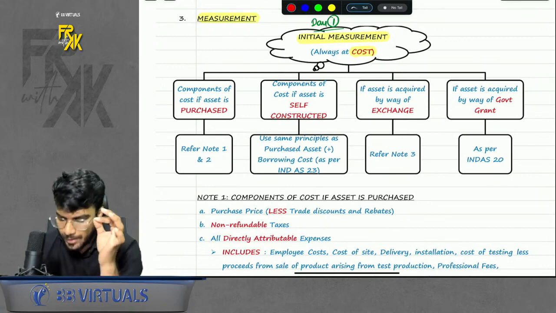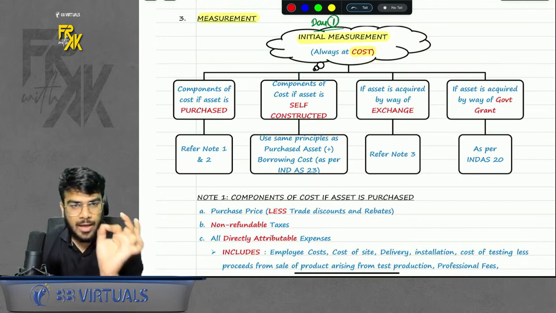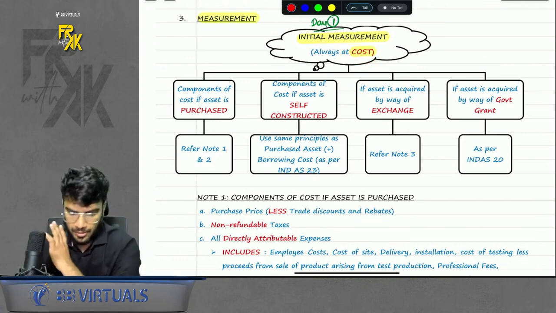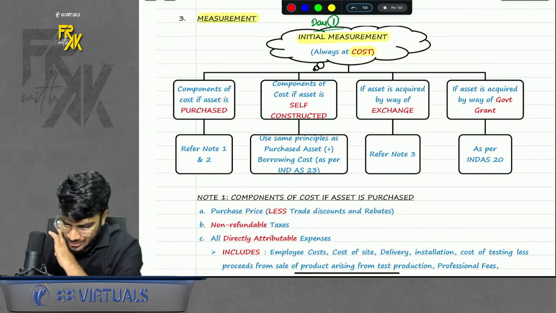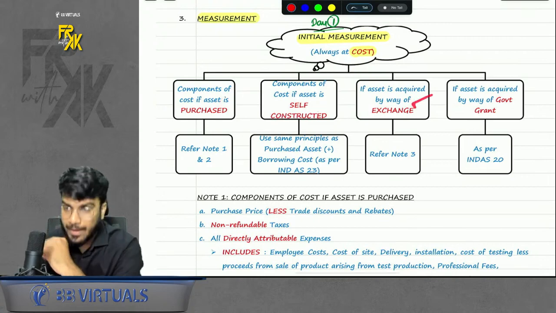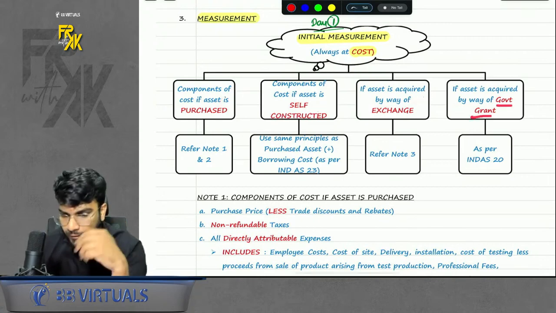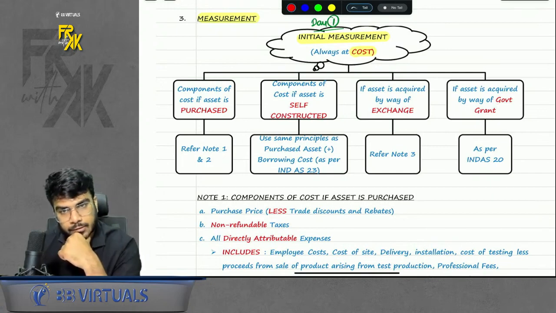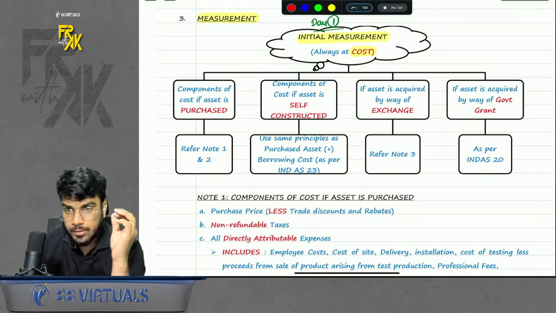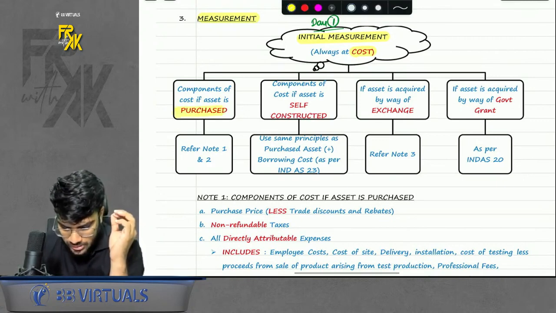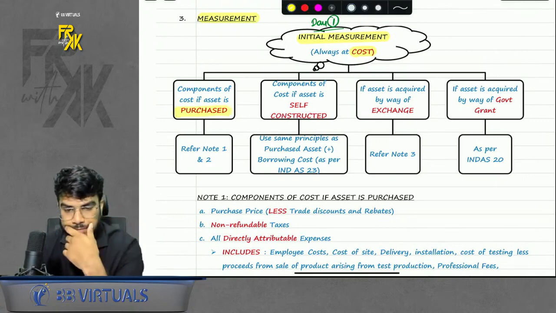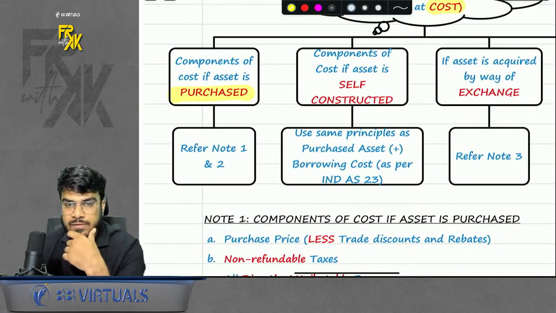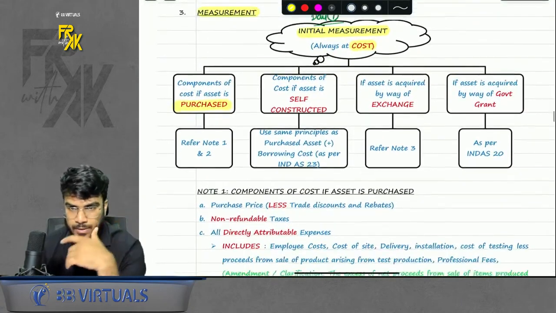So first, to measure the cost, you need to see how you acquired the asset. Whether you purchased it, constructed it, acquired it by way of exchange, or acquired it by way of government grant. Right? So first we will discuss what will be the cost if the asset is purchased. This is our first point to be discussed, right?